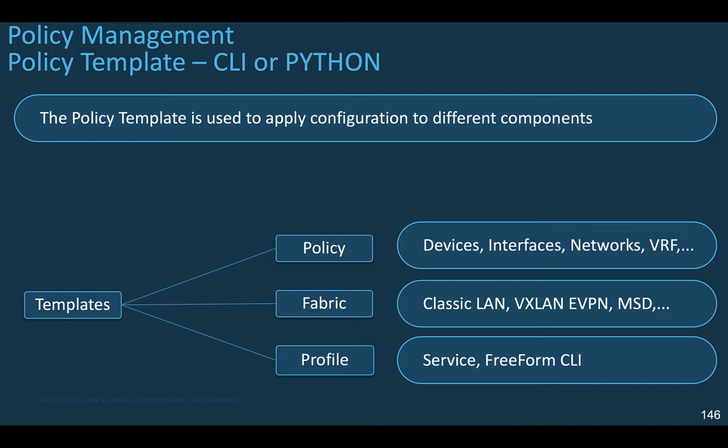Fabric templates are associated to different models of LAN that you wish to operate, such as classic LAN, external fabric, VXLAN VPN, multi-site domain, eBGP-based fabric, etc. Profile templates are essentially used for services as well as for the freeform template that allows the end user to push his configuration based on CLI, right? We will cover the freeform template in the next slide and demo.